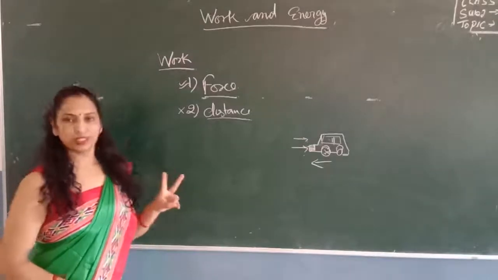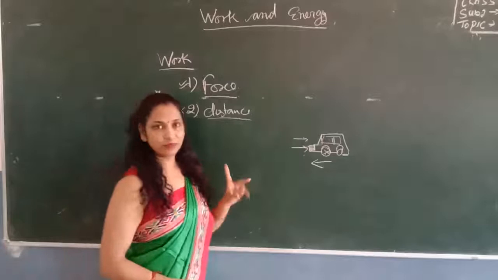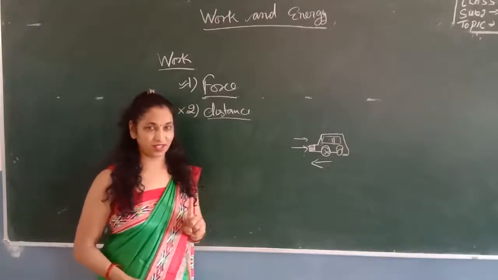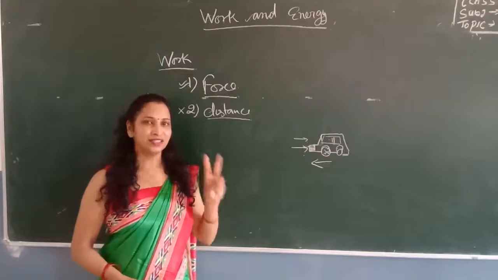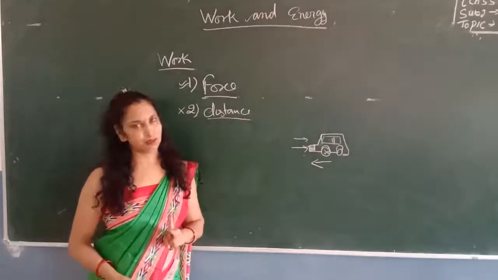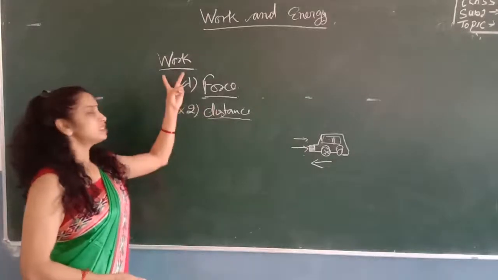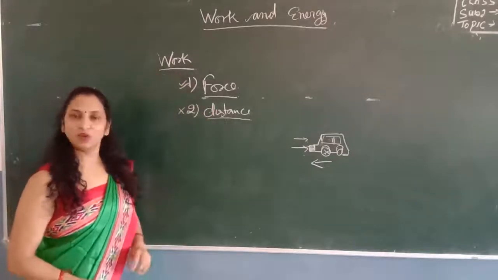So two important things for work done: first, force should be exerted on a body. And second, there should be some displacement in the body. If there is no displacement, you can say work done is 0. So in the case of the ball, the same.